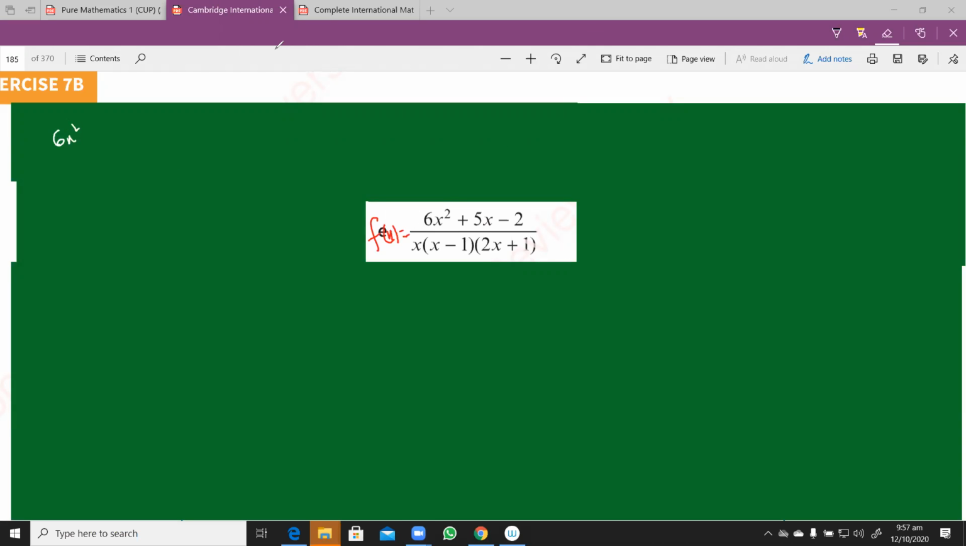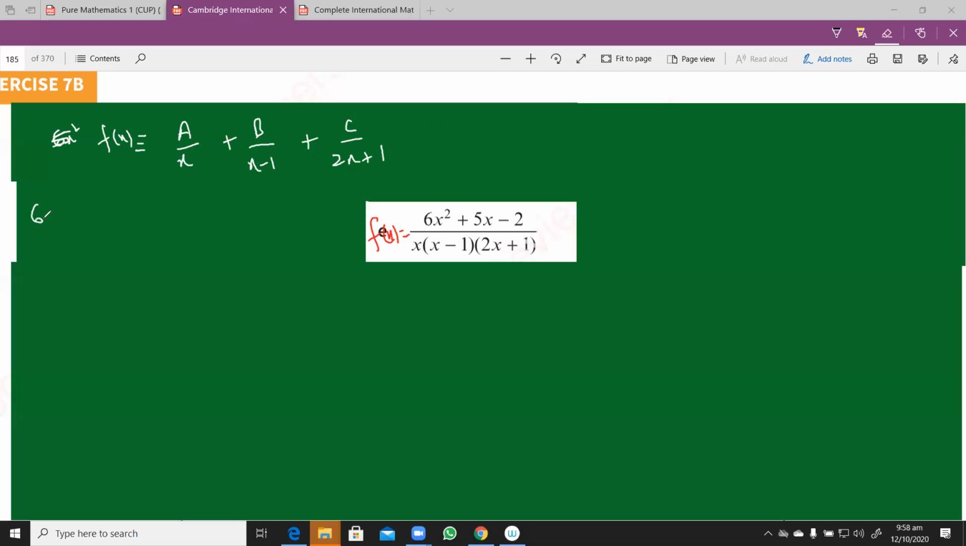Now I will say that this f of x can be written as a sum of 3 fractions: a over x plus b over x minus 1 plus c over 2x plus 1. You must stop me if there is something that you cannot understand. So these are the 3 fractions.